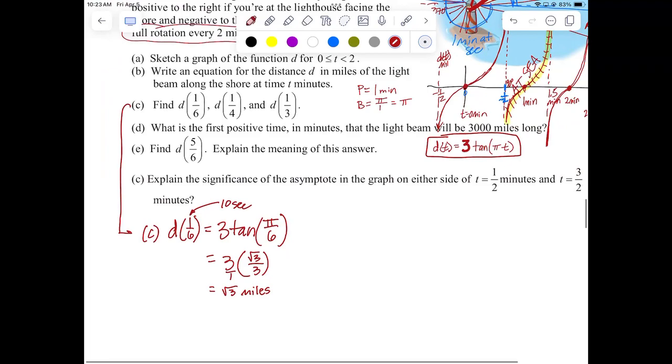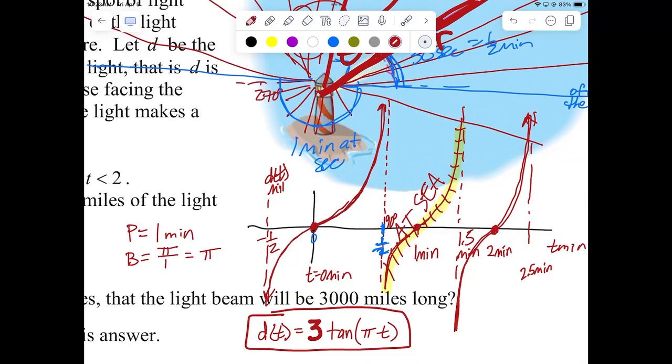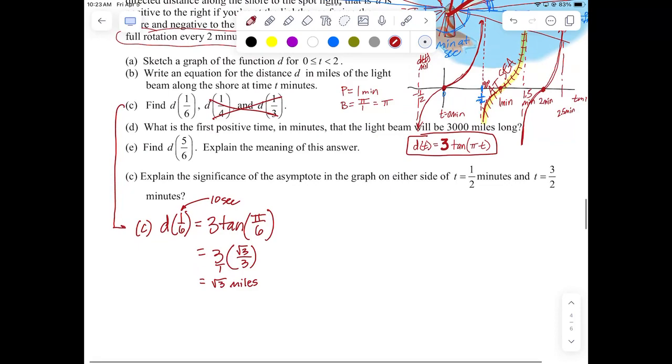All right, I'm not going to do the others, d of 1/4, d of a third, but you could do them the same way. They come out to be tangent of pi fourths, tangent of pi thirds. My point is just to show you that the distance down the shore is getting bigger, okay, faster. And you can see that right here. Tangent is increasing at an increasing rate, approaching infinity.